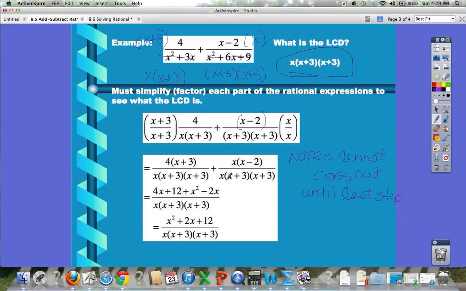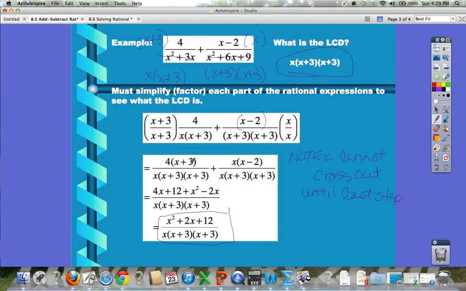Okay. All right. So we multiply this through, we get 4x plus 12, and we multiply this through, and we get x squared minus 2x. Then you clean this stuff up on the numerator. You have to clean it up, put it in order, and you get x squared plus 2x plus 12 when you combine like terms. This does not factor. So if it does not factor into nice, pretty little factors like this, leave it alone, and then put that all over top of your LCD. This is the final answer. There was nothing else we could do.